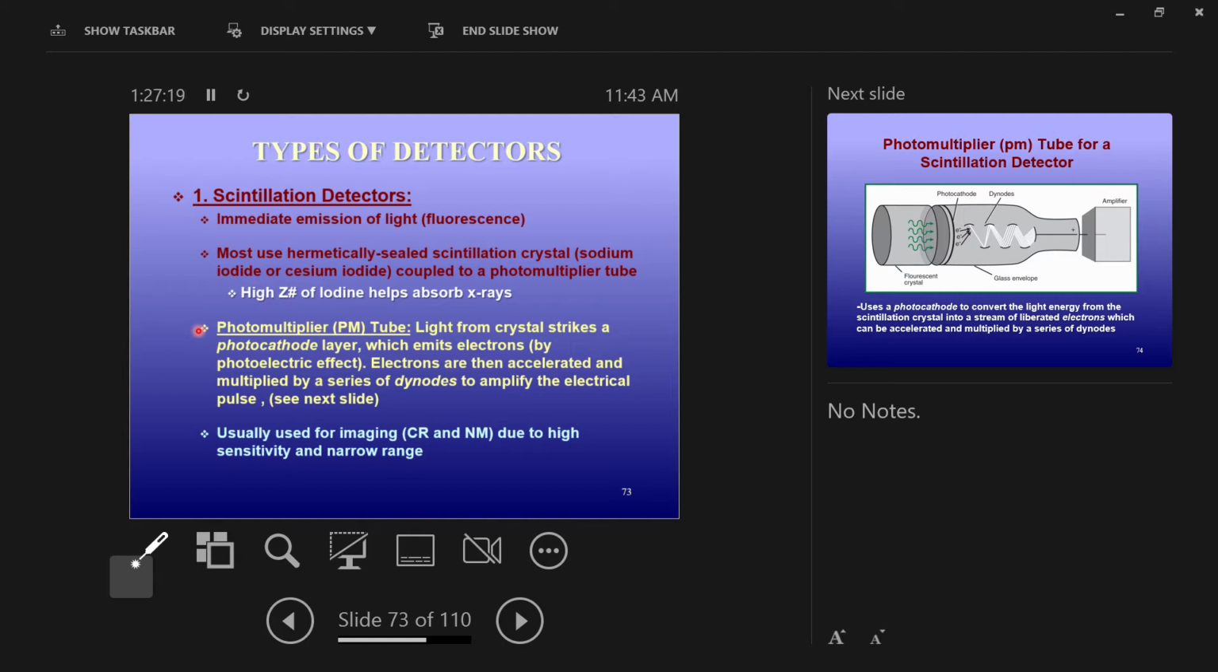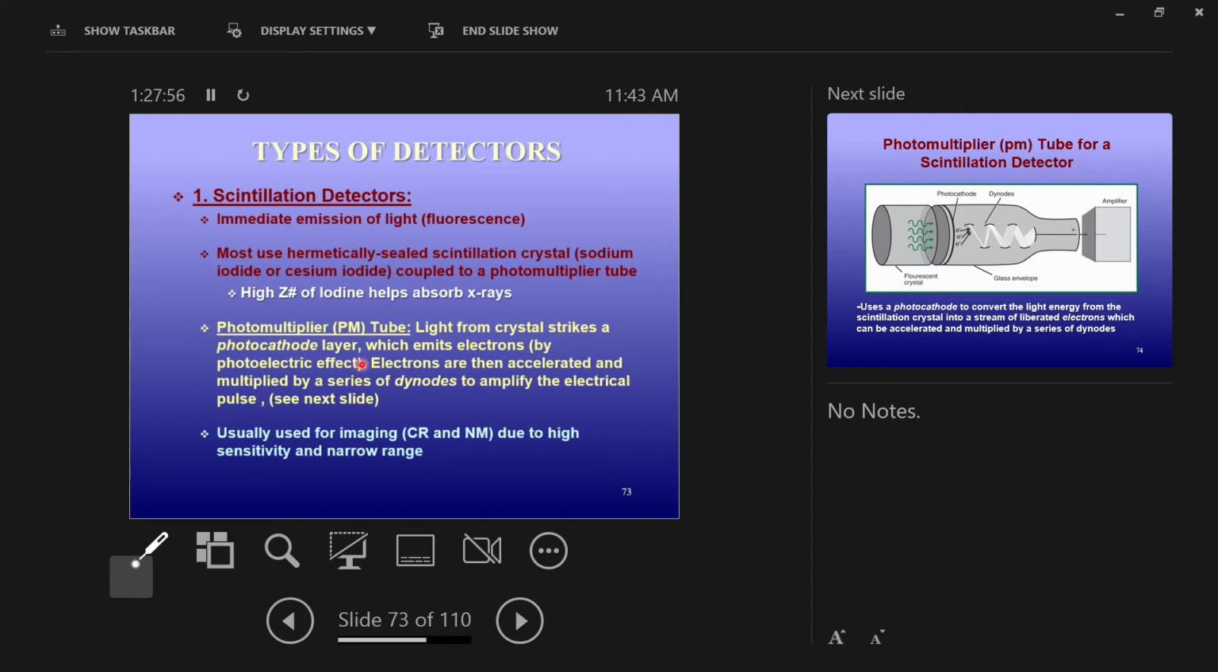You got the light because the X-rays struck the fluorescent material. X-rays strike fluorescent material, emits visible light. Visible light hits the photocathode, emits electrons. Okay, and then now you have the beginnings of an electric current, right? Electrons moving is electricity, right? So you're converting X-ray energy into electric current by this step process of conversion of energy. So you make electric current.